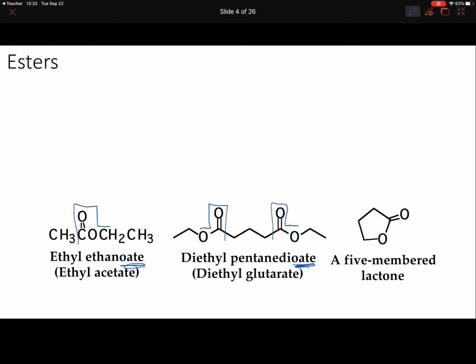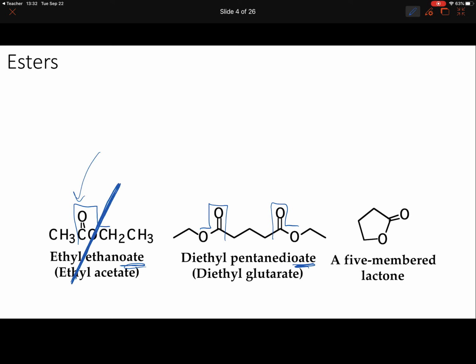So when we're naming esters, there's IUPAC names and there's common names. Both of them come from the parent name of the carboxylic acid. So in this case, we have ethanoic acid, and that's actually another thing that you should be able to do: look at an ester and figure out which part is the carboxylic acid part and which part is the alcohol part, because that's important for naming. It's easy. You just draw a line through the O.